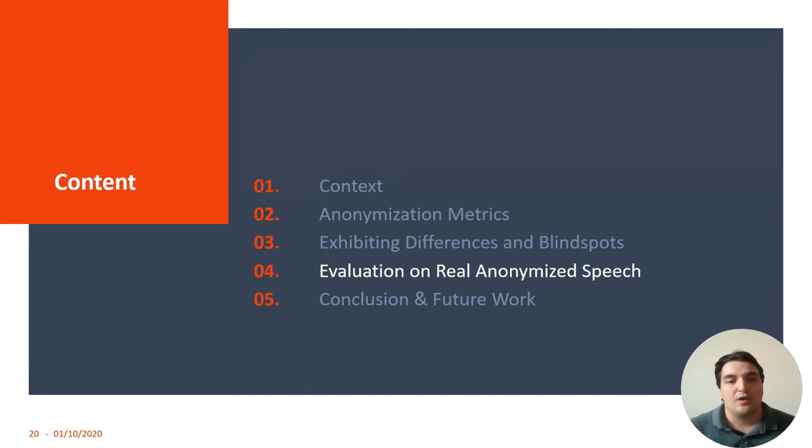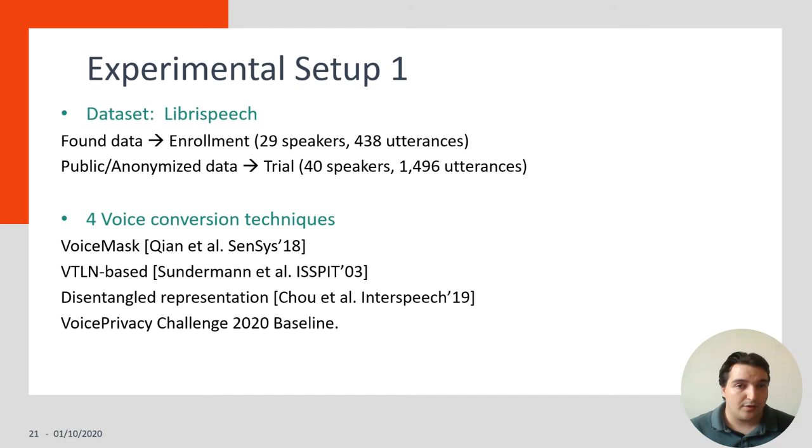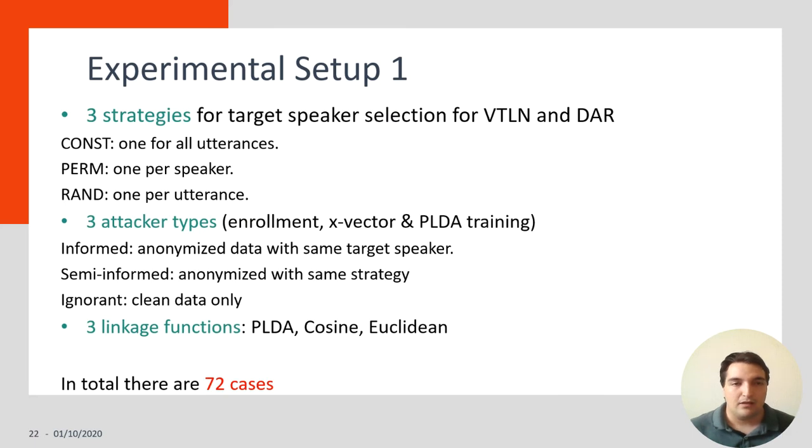Let's move to the evaluation on real anonymized speech. There are going to be 2 experiments. In the first one, we are going to use the LibriSpeech dataset with enrollment data and trial set of LibriSpeech. And we're going to use 4 voice conversion techniques from the state of the art, including the Voice Privacy Challenge 2020 baseline.